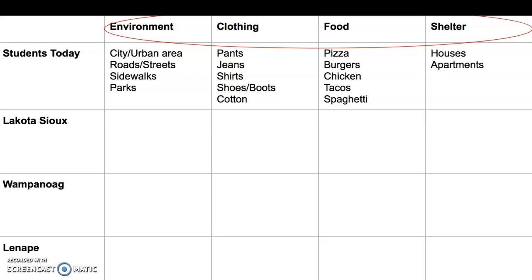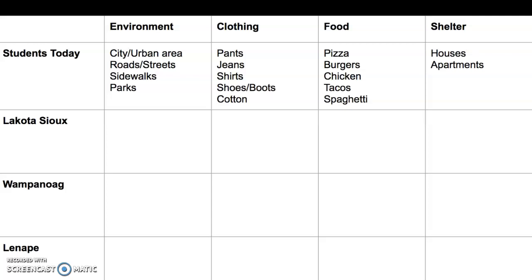So let's think about ourselves and first going through our environment, the type of environment that we live in. So we live in a major city of Chicago, or it could be considered like an urban area where we have big skyscrapers and lots of cars, a big populated city. We also have roads and streets to walk down. We have sidewalks, and then we also have parks that we visit.